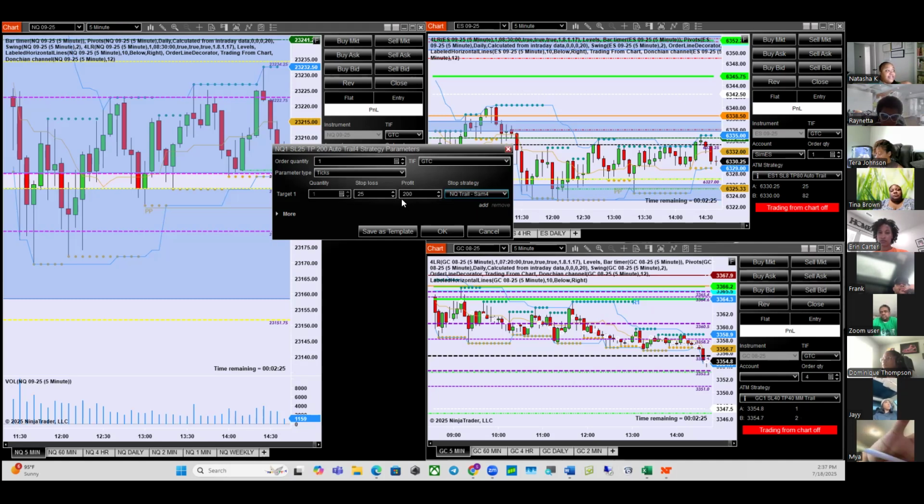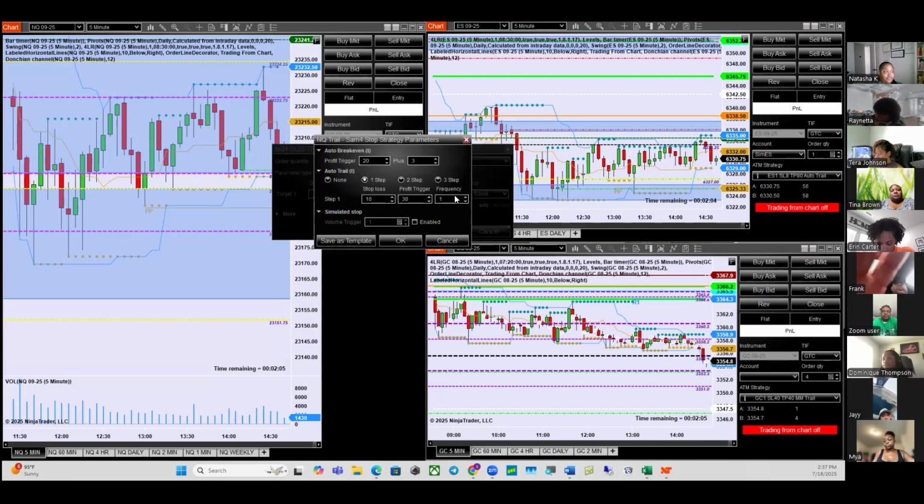So the basic ATM would just be putting in how many ticks you want for your stop loss, putting in how many ticks you want for your profit goal, saving it, no trail. That is the basic ATM. What is more complicated is establishing your trail. This is where it gets more complicated, and it also gets to be more of a personal preference. The way NinjaTrader does their trails, there's two different sections.